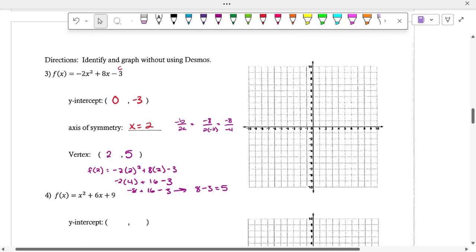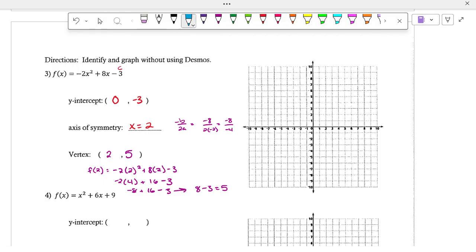All right, now let's graph what we know. All right, so we're going to graph those 3 key features. So I'm going to graph my y-intercept at 0, negative 3. I'm going to graph my vertex at 2, 5. I'm going to go ahead and draw my axis of symmetry. So just draw a dotted line through x equals 2.